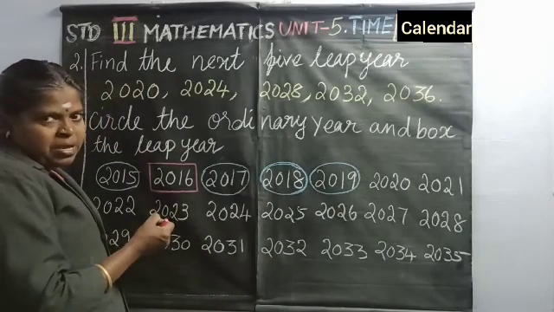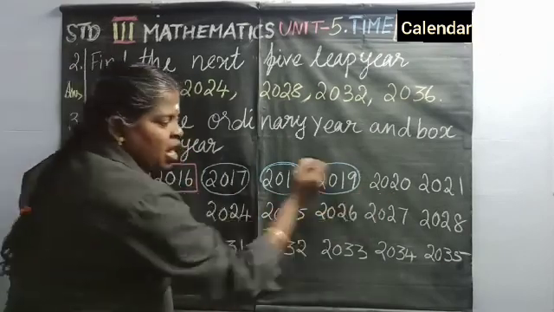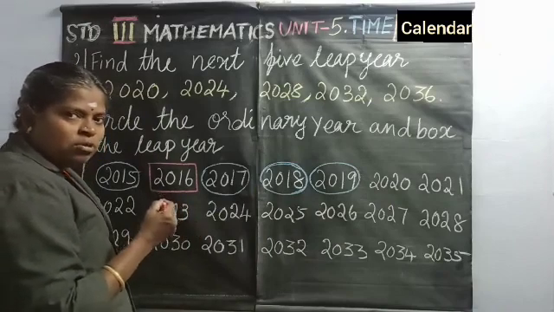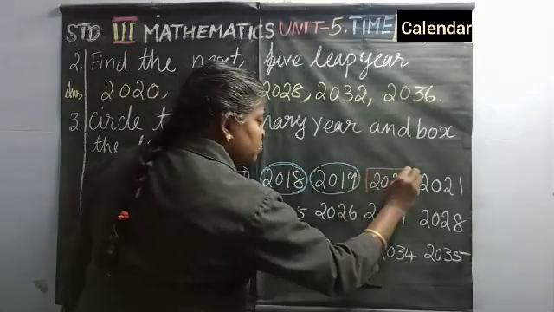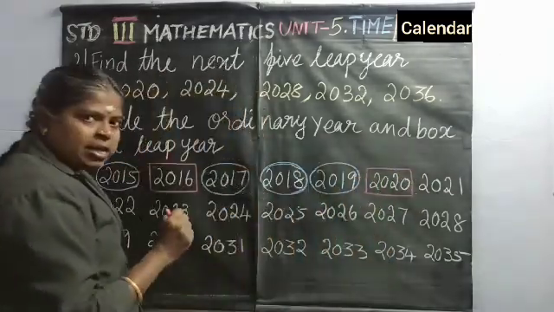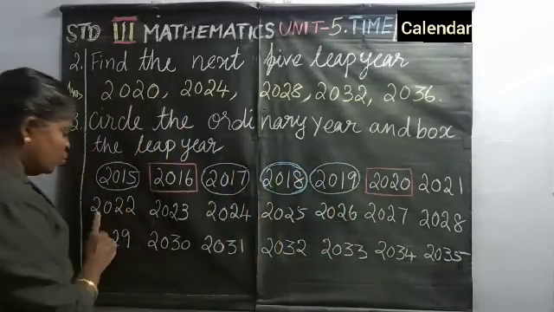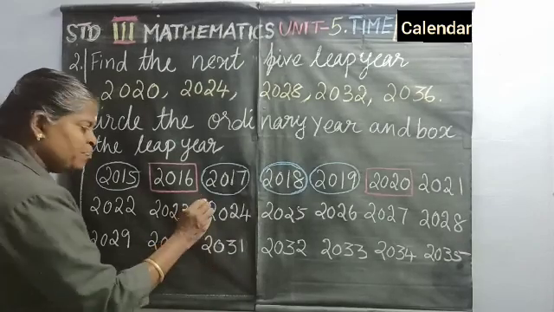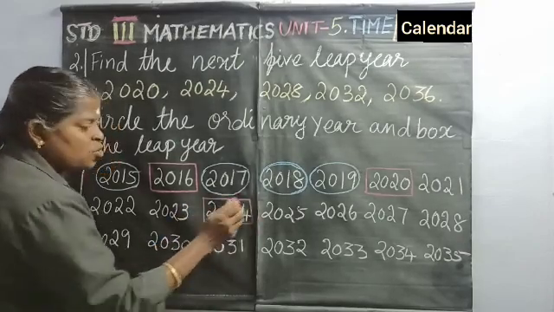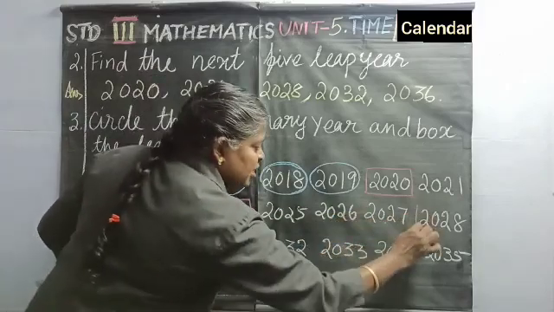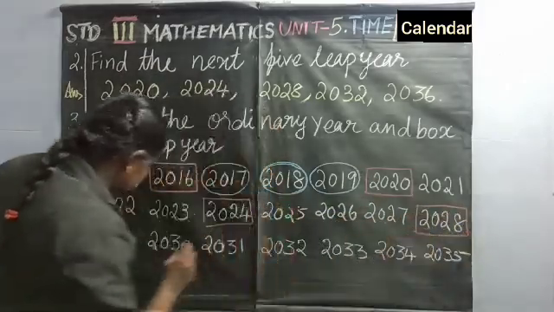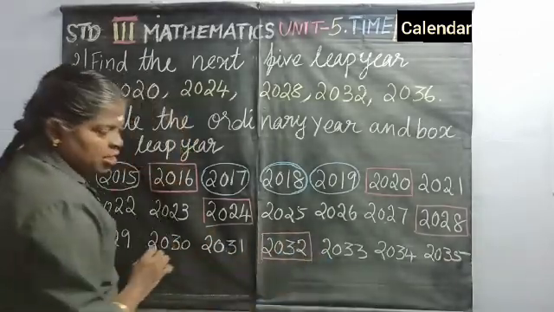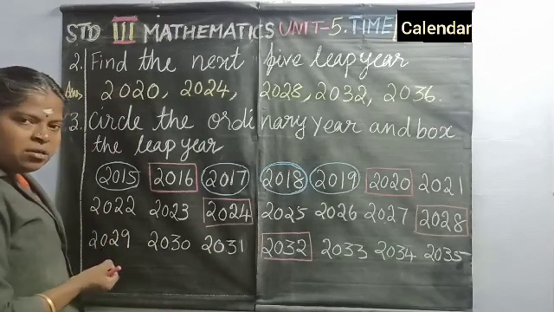2020 is a leap year. We know very well, 4 fives are 20. So it is a leap year. We have to draw a box. Leap years occur once in 4 years. So 1, 2, 3. The next leap year, 2024, is a leap year. Next, 1, 2, 3. The next leap year is 2028. 1, 2, 3. The next leap year is 2032.